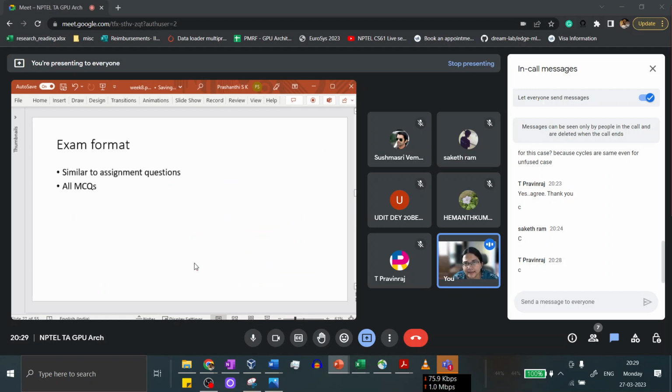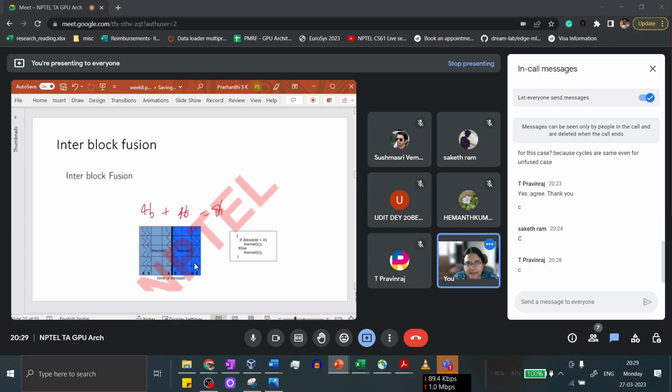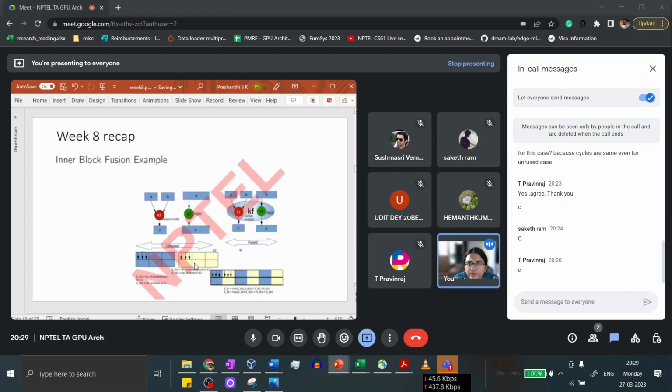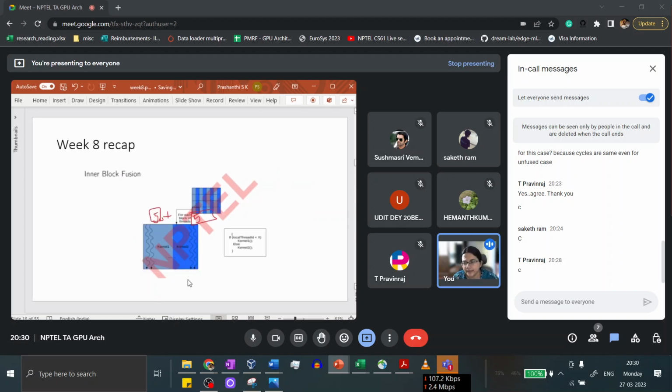So like I said, let's not try to mug up these formulae. Let's try to reason it out, right? So we were talking about inner block fusion, right? All you need to remember is this diagram. With this you can kind of reason it out. So here you have some threads inner block doing the work of kernel 1 and some threads doing the work of kernel 2.